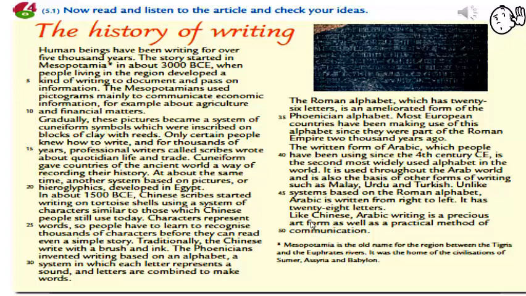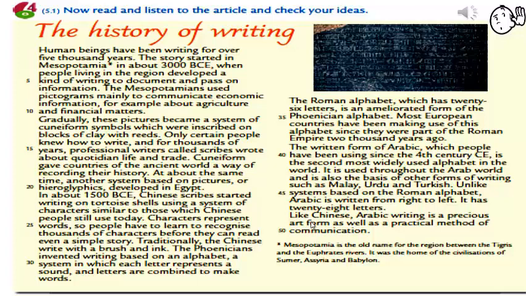The history of writing. Human beings have been writing their languages for over 5,000 years. The story started in Mesopotamia in about 3000 BCE, when people living in the region developed a kind of writing to document and pass on information. The Mesopotamians used pictograms mainly to communicate economic information, for example about agriculture and financial matters. Gradually, these pictures became a system of cuneiform symbols, which were inscribed on blocks of clay with reeds.